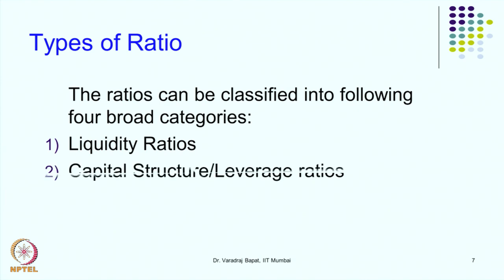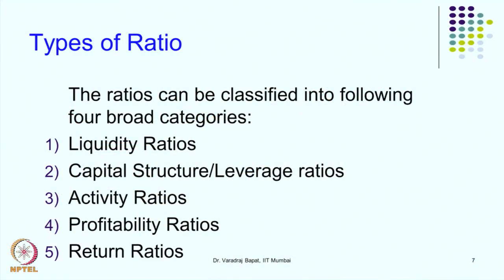So the first one is liquidity ratios. Now what do you understand by liquidity? As the name suggests, this is about availability of cash or liquid money with the company. So we will calculate certain ratios wherein we can comment on liquidity. Then we have capital structure, leverage, activity, profitability, return and so on. Let us look at each type of ratio.